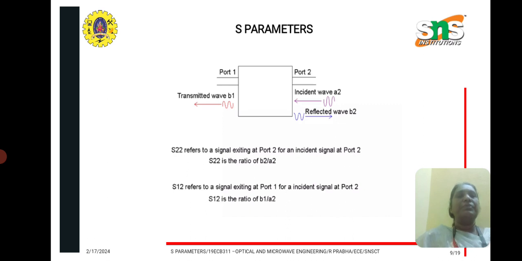S22 refers to the signal existing at port 2 for an incident signal at port 2, and S22 is the ratio of B2 to A2. B2 is the reflected wave at port 2, A2 is the incident wave at port 2. So B2 is the reflected wave, A2 is the incident wave, both are at port 2. So this is S22. Next is the last parameter, S12. S12 refers to the signal existing at port 1 for the incident signal at port 2. So S12 is the ratio of B1 to A2.